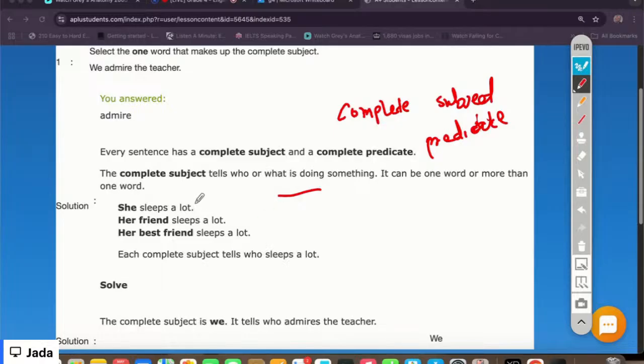So, we have: She sleeps a lot. Here, she is the subject. Her friend sleeps a lot. Now, this is two words. Her best friend sleeps a lot. So, her best friend. It can be one word or more than one. It can be two, three, four words that tell you what the subject is or what the subject is doing.